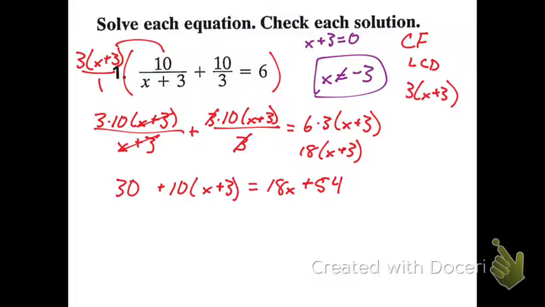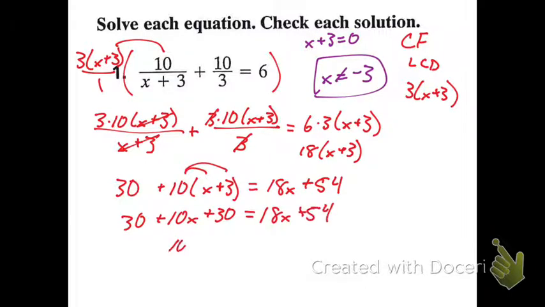Now, I'm going to distribute the 10. This is 30 plus 10x plus 30. It's still equal to 18x plus 54. Then this is 10x plus 60 equals 18x plus 54. I'm going to do two things at once. I'm going to subtract 10x from each side. I'm also going to subtract 54 from each side.